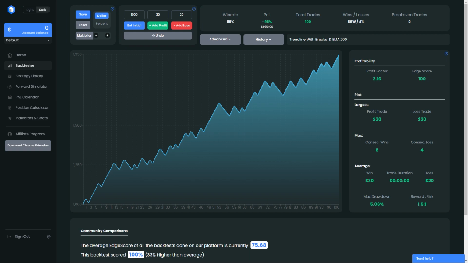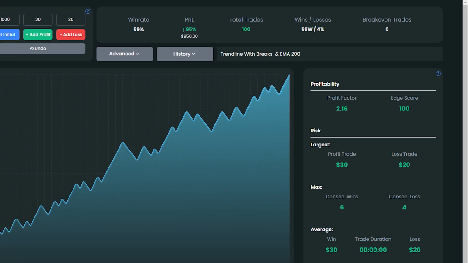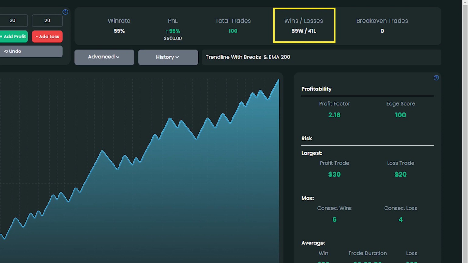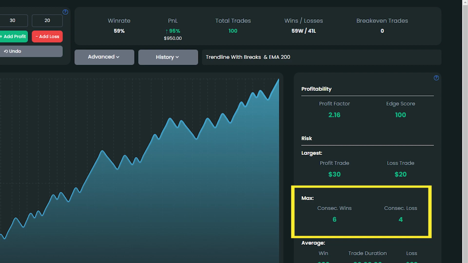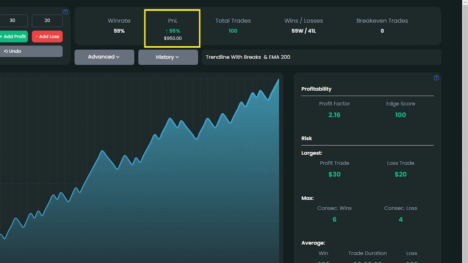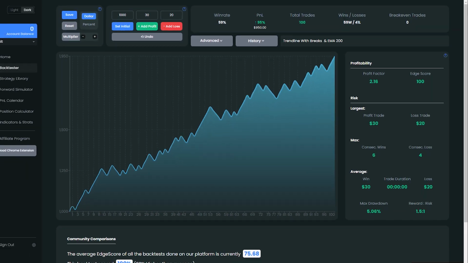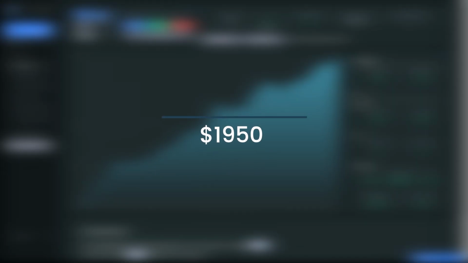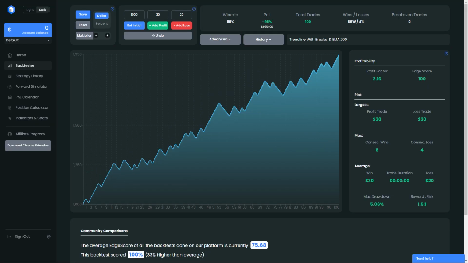Now, we can see the result of this strategy. The trend line by LuxAlgo has a 59 profit rate and 41 loss rate. It means on a 1 to 1.5 risk-reward ratio, this strategy has a 59% win rate. The consecutive profit is 6 trades in a row and the consecutive loss is 4 in a row. The account starts from $1,000 and has 95% account growth. So, our last balance is $1,950.